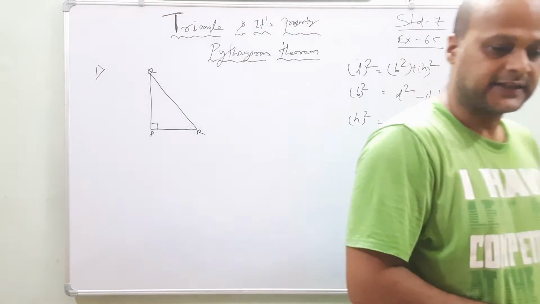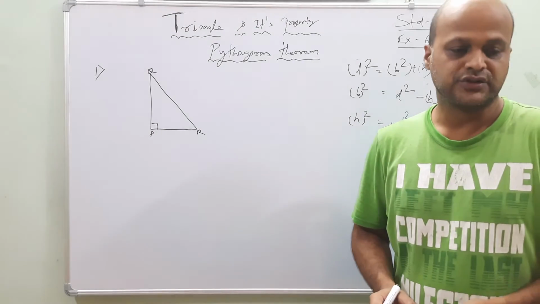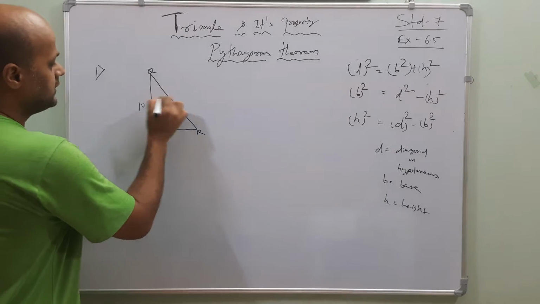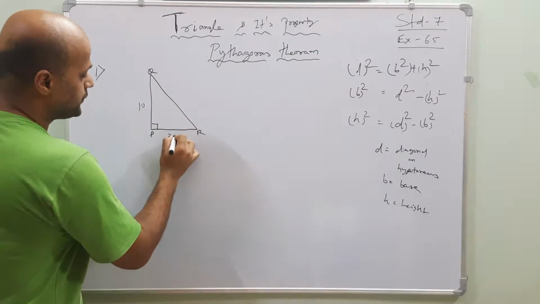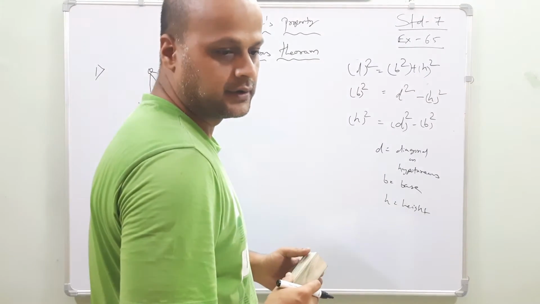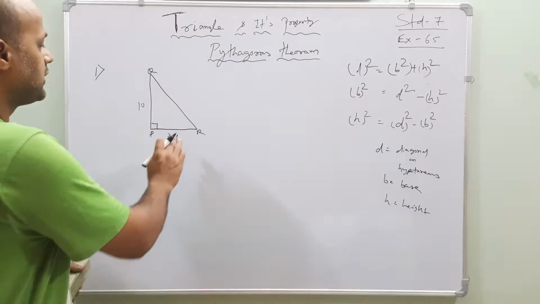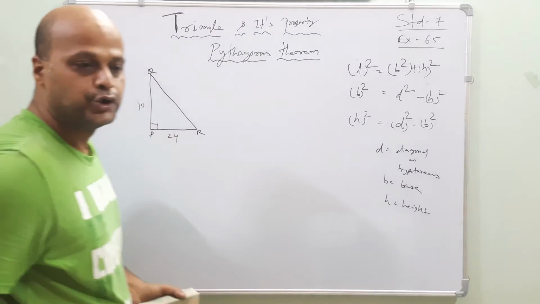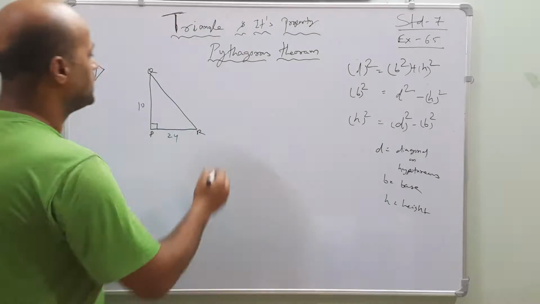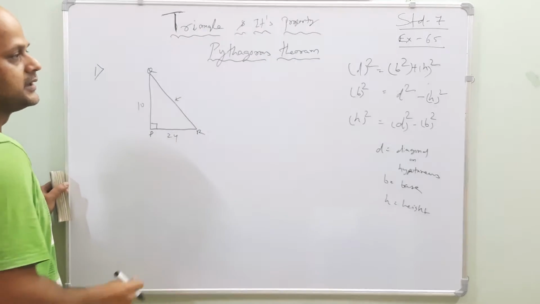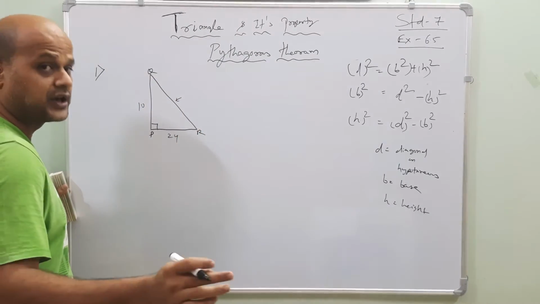Here again it is saying PQ is equal to 10, PR is 24. Understood, my dear friends? Now it is asking for the value of QR. Find the value of QR. What is QR? It is the hypotenuse, or diagonal.